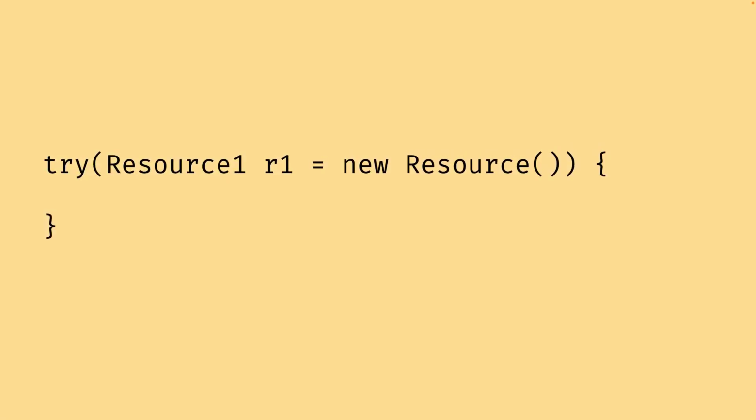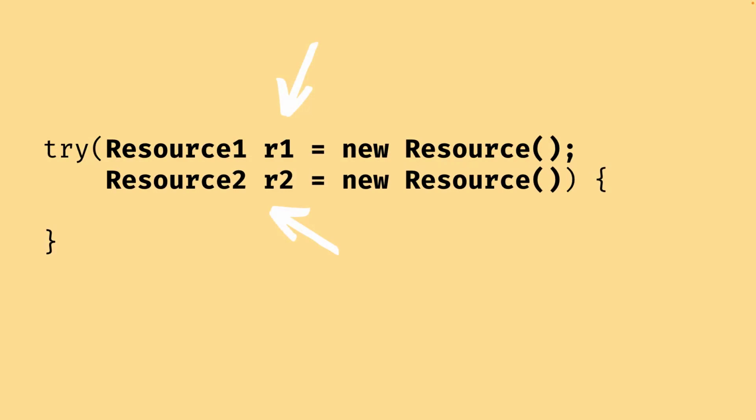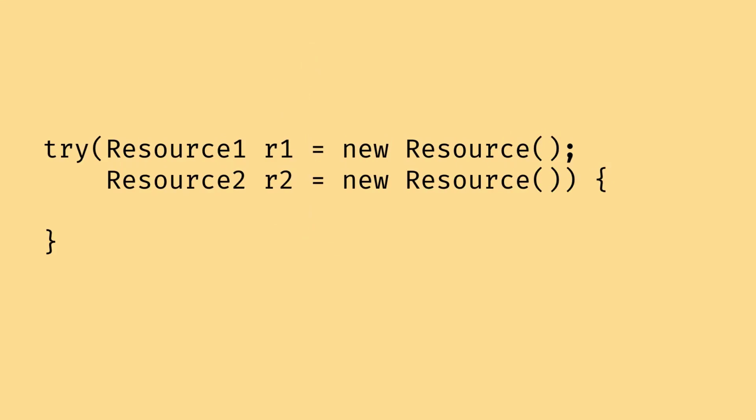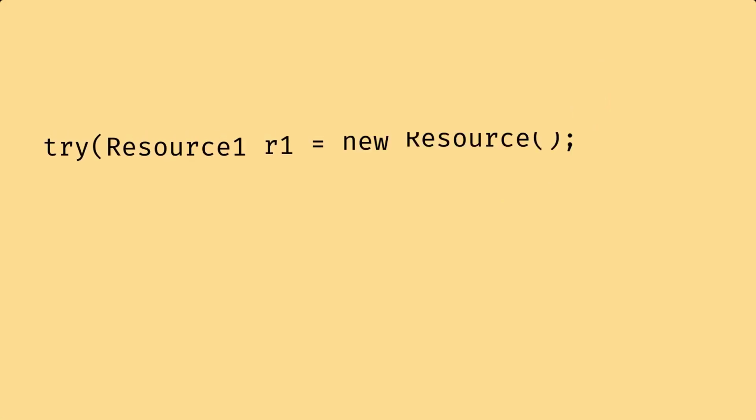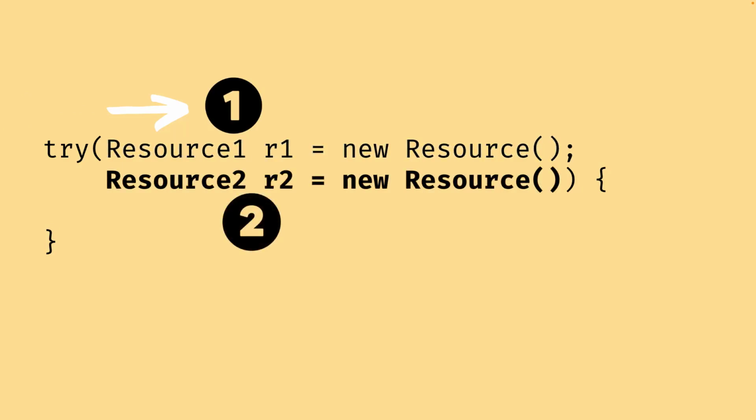Here's an example of how we can use the try with resources statement. The resources are declared between the parentheses after the try keyword. And you can go ahead and specify multiple resources. Multiple resources are separated with a semicolon. When the code executes, they're opened from left to right. So R1 is opened first in this example, and then R2 is opened.